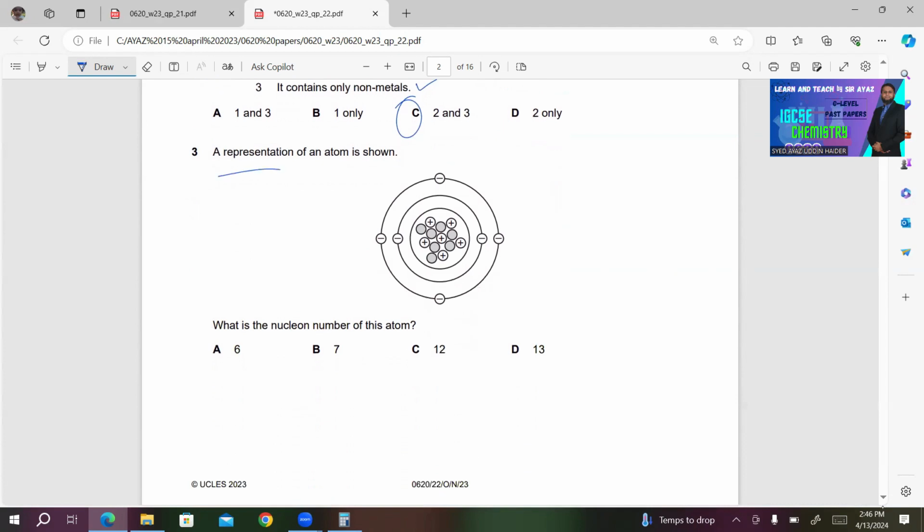3, a representation of an atom is shown. What is the nucleon number of this atom? Simply count the number of subatomic particles in this part of the atom. This is the nucleus. In order to find the nucleon number, you have to count the number of subatomic particles in the nucleus. So 1, 2, 3, 4, 5, 6, 7, 8, 9, 10, 11, 12, 13. So 13 is the right answer.